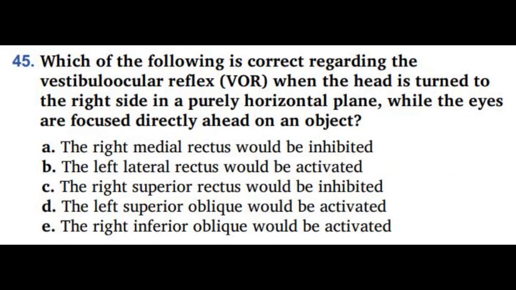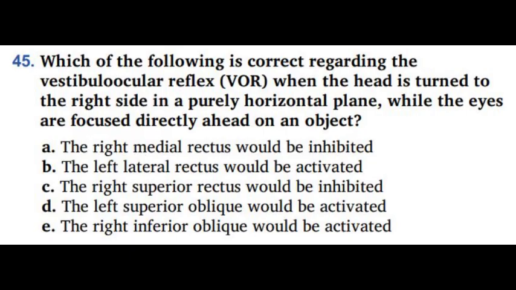Okay, so for question 45, which of the following is correct regarding the vestibulo-ocular reflex when the head is turned to the right side in a purely horizontal plane, while the eyes are focused directly ahead on an object? So remember what we said. The head is turned to one direction, so this time to the right side. That means that the right vestibular apparatus, the right horizontal semicircular canal, is going to be active. And when that happens, the medial rectus on the right eye will be activated, and the lateral rectus on the left eye will be activated.